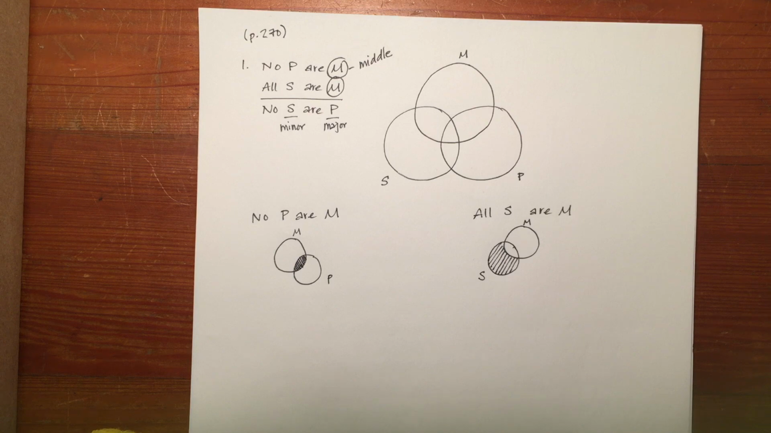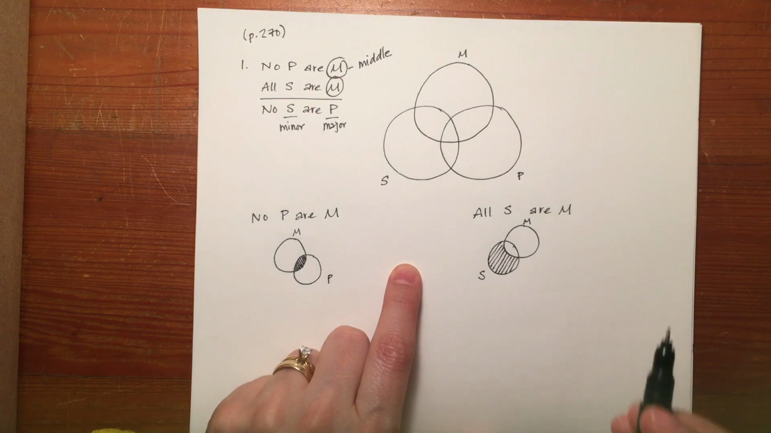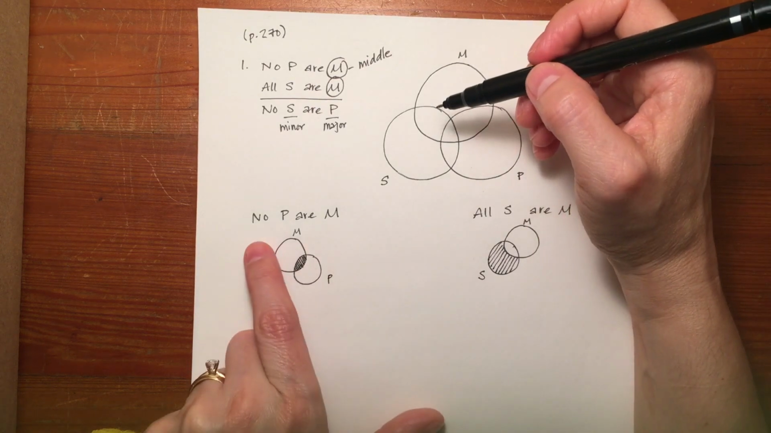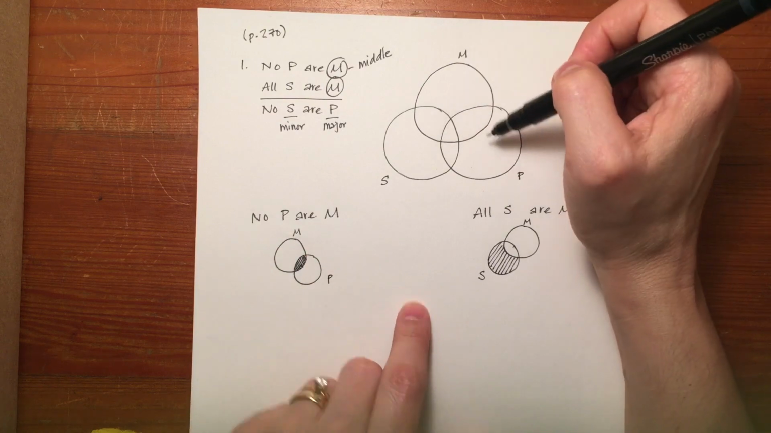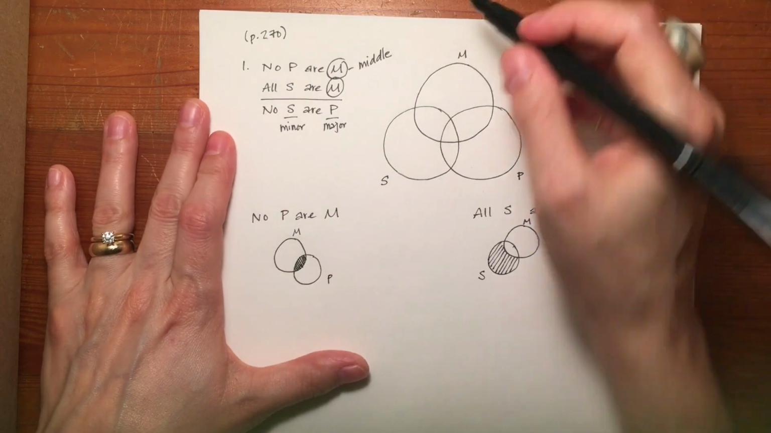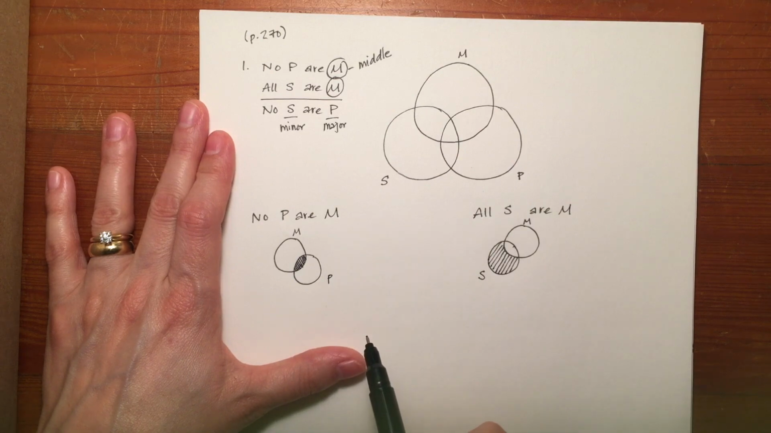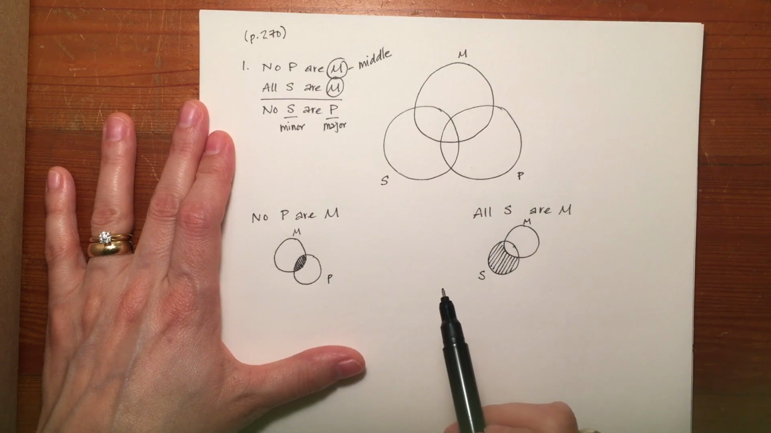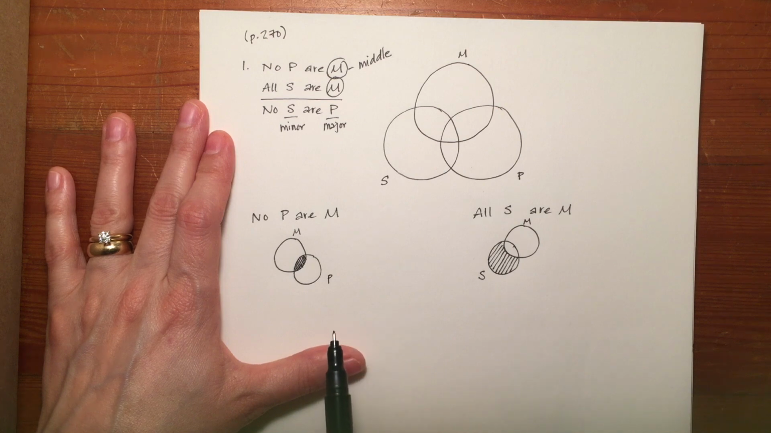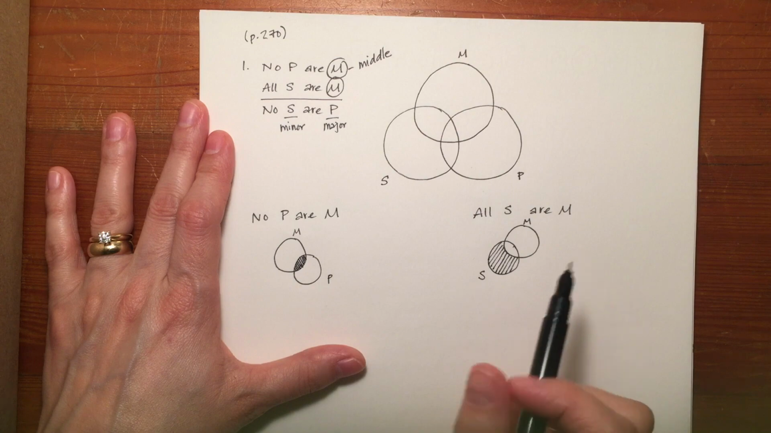I'll show you now how to put it into the larger diagram. If we look at no P are M and put it into the larger diagram, we can do that because these are both universal premises and I don't need to worry about putting in one before the other. I just need to remember to shade before I put X's in. So put universals in before particulars.